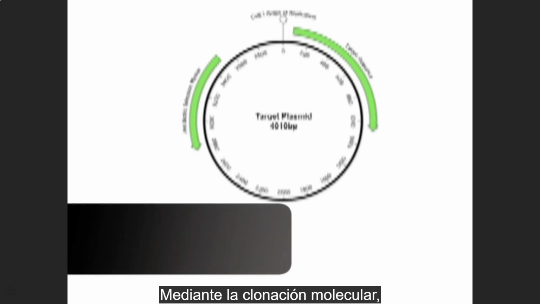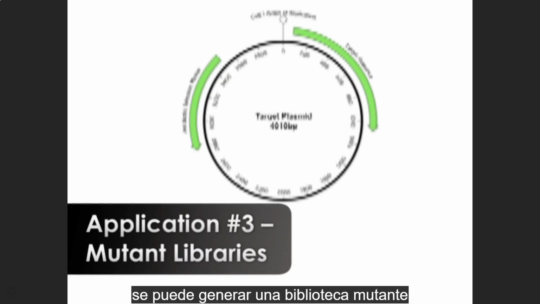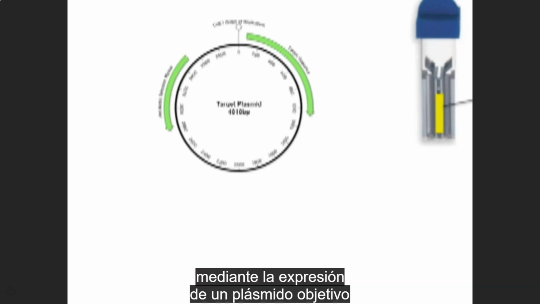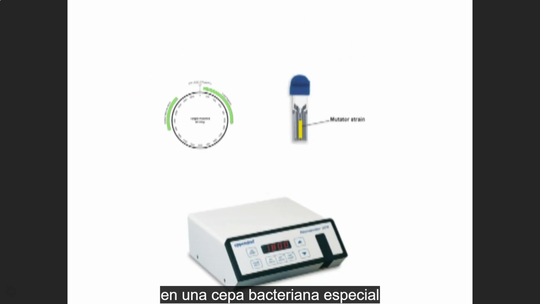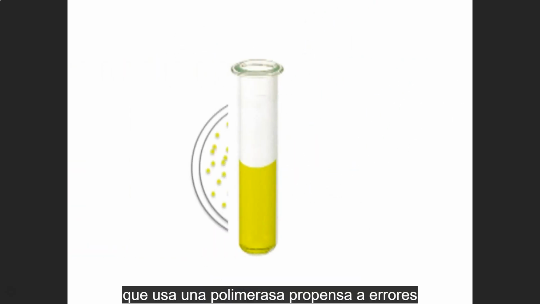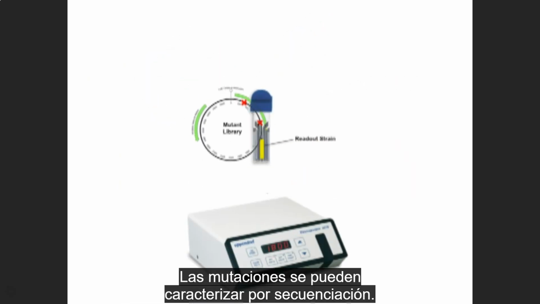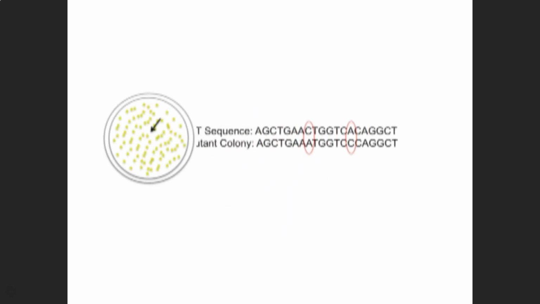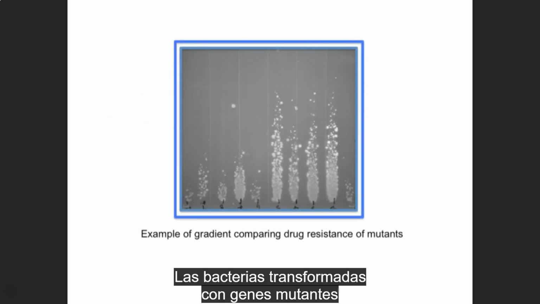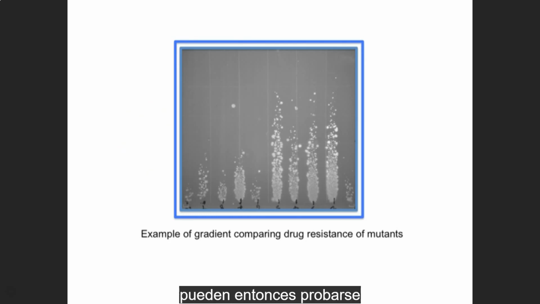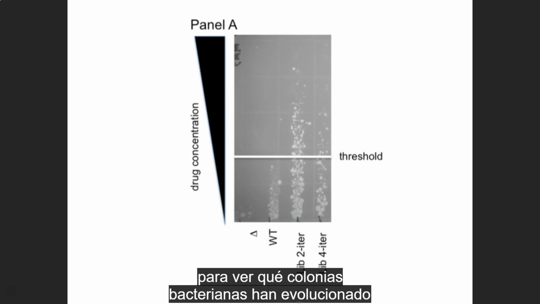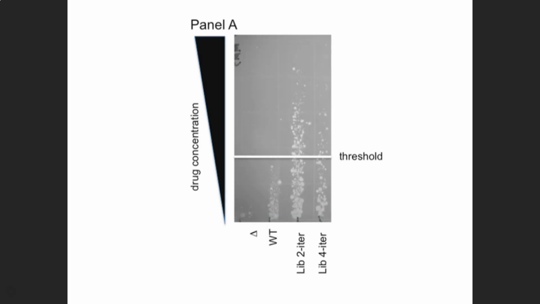Through molecular cloning, a mutant library can be generated by expressing a target plasmid in a special bacterial strain that uses an error-prone polymerase when cultured at certain temperatures. The mutations can then be characterized by sequencing. Bacteria transformed with mutant genes can then be tested with different drugs or chemicals to see which bacterial colonies have evolved to have drug resistance.